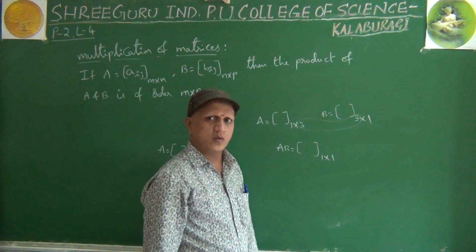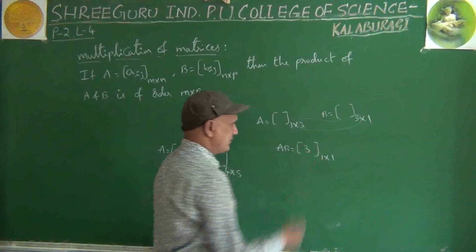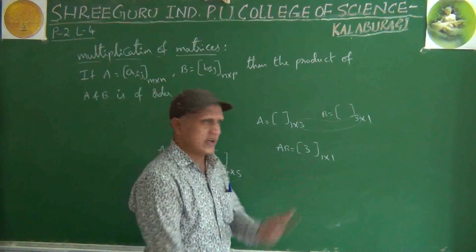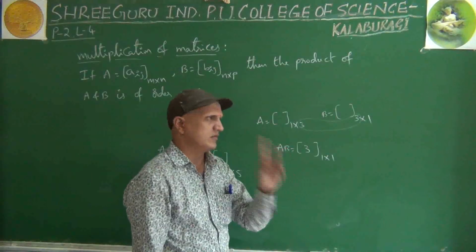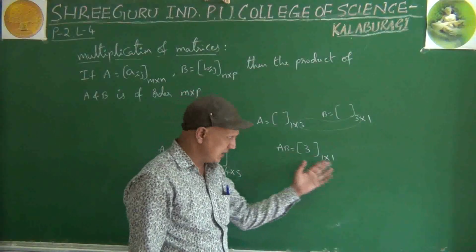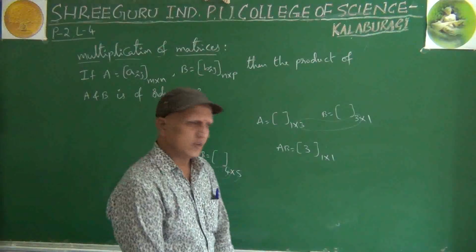One row, one column, how will the matrix be? Like this. Is it a matrix? Yes, definitely. How many rows are there? How many columns are there? This is a matrix. Order is 1 by 1. Okay.